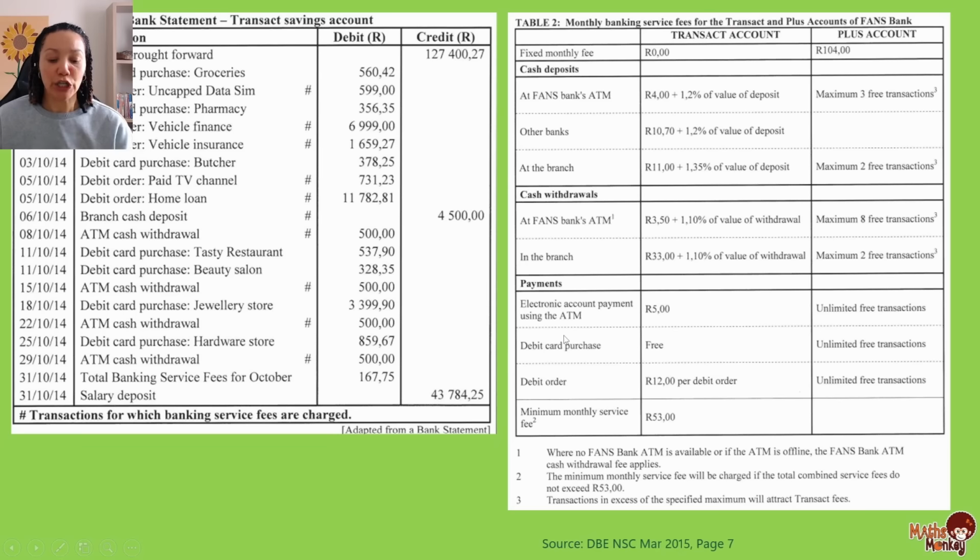Right. So we are now going to move to answering an exam type question, and this exam type question is based off of bank statements. I'm going to remove my face here so that you can actually see.